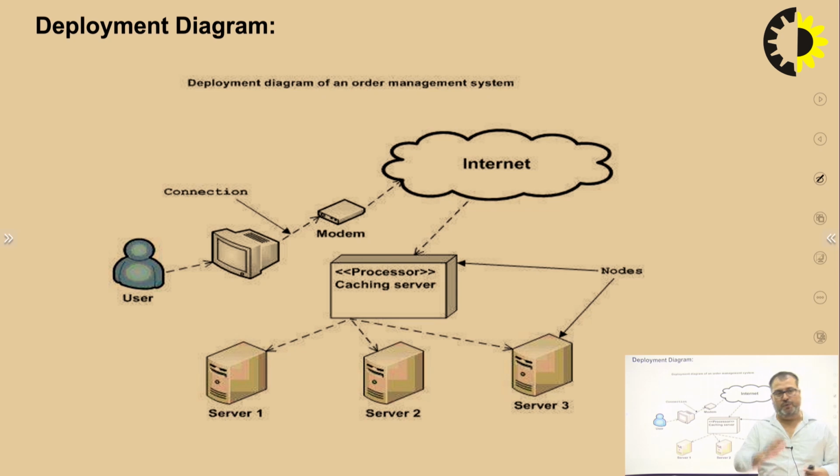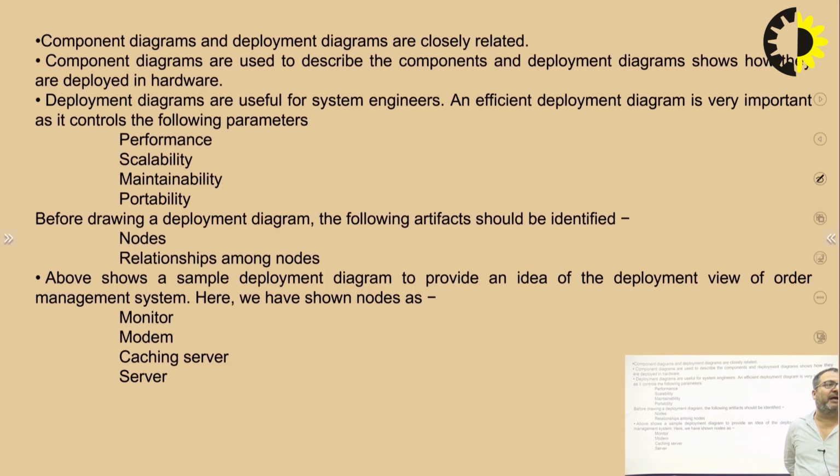From user to over the internet, what different nodes are required comes under the deployment diagram. Component diagram and deployment diagram are closely related. Deployment diagrams are useful for system engineers, and efficient deployment is very important as it controls the performance, scalability, maintainability and portability. So we have covered the class diagram, object diagram, component diagram and deployment diagram.